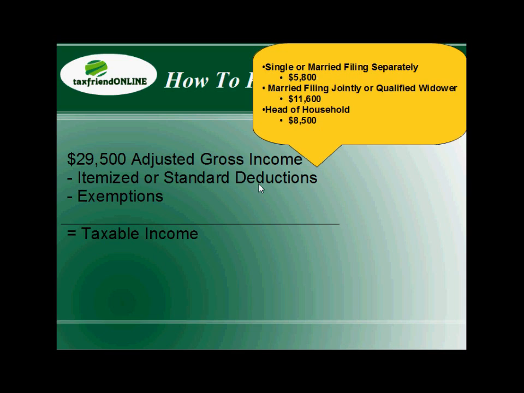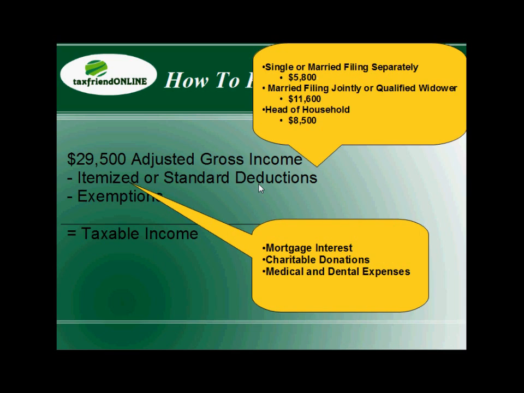Now we can either take the standard deduction or an itemized deduction. Itemized deductions can be things such as mortgage interest, charitable donations, medical and dental expenses. Now these are just examples. There's a whole list of things that you can itemize, but I just wanted to give you an idea. Now generally speaking though, if you don't own a home, you probably want to take the standard deduction because mortgage interest will be by far and large the largest itemized deduction that you can take.